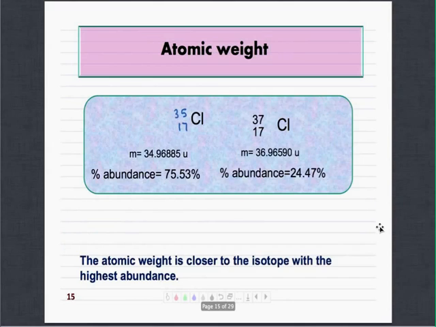An example of that is chlorine. It has 2 isotopes, which are chlorine-35 and chlorine-37. The exact masses are here for both of those, and I have the percentage abundance. I'm going to calculate the average atomic mass.